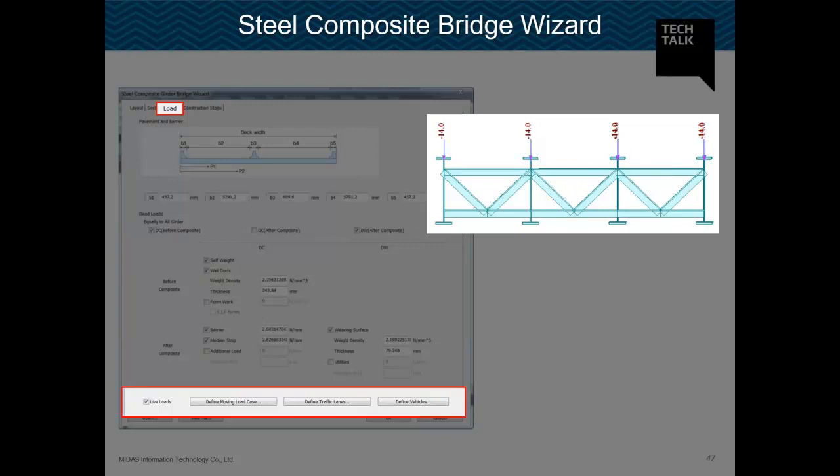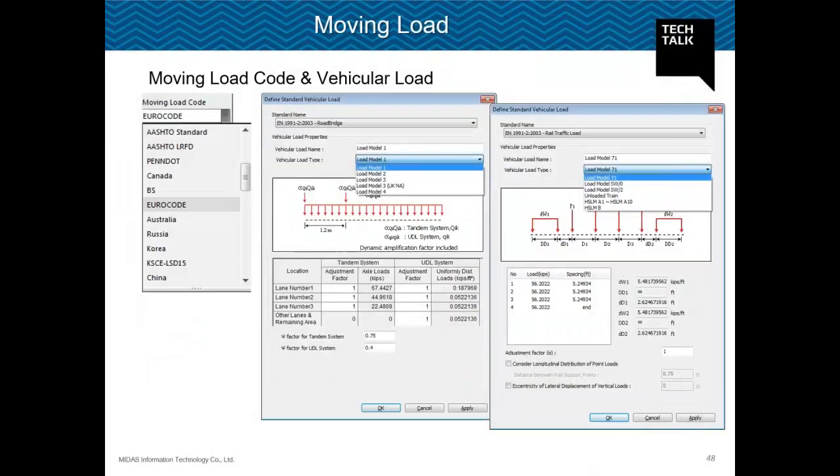So let's look more into the moving load definition. It's actually very simple to use. All we have to do is select the desired code. We have to define the lane location and then select the vehicles from the database that we have. So no need to manually input the wheel load information. As you can see over here in this slide, there is a database for the road bridge and the rail traffic load as well.